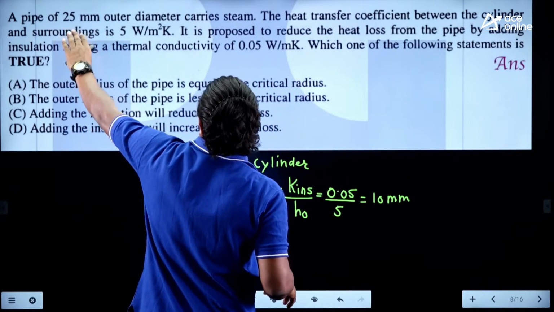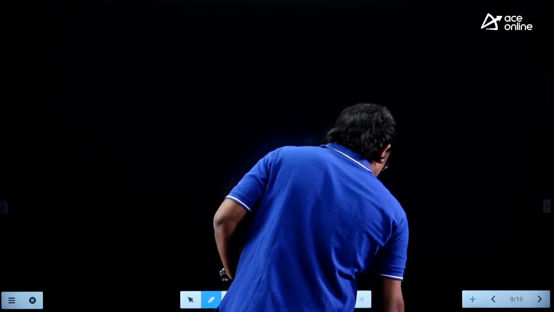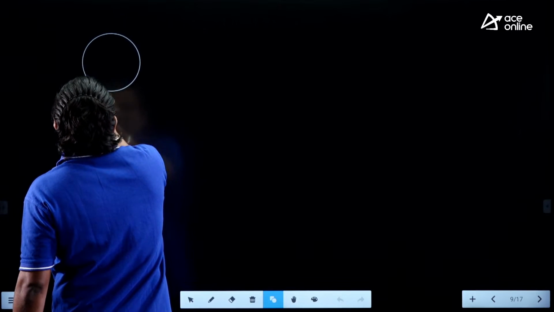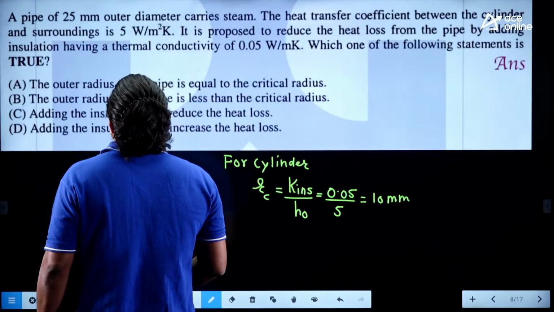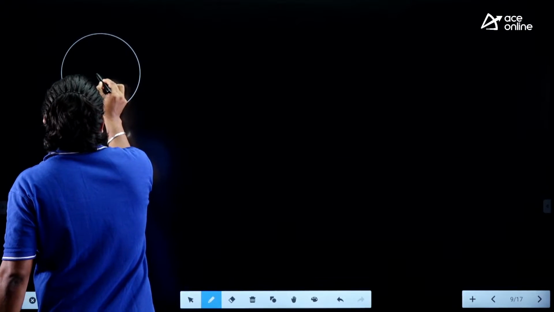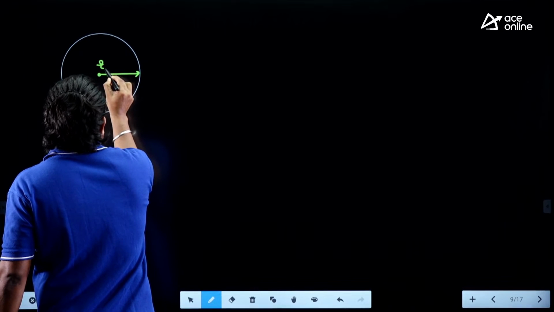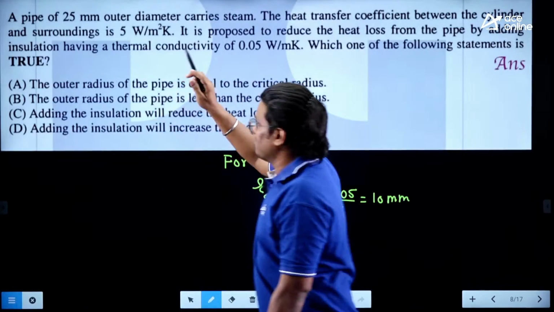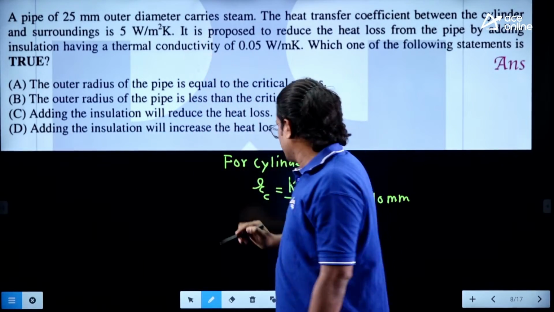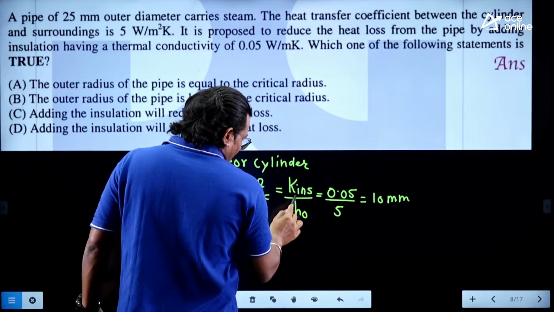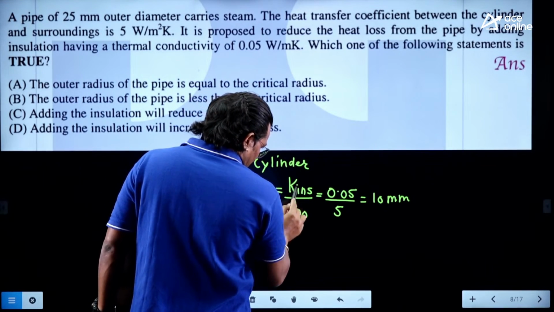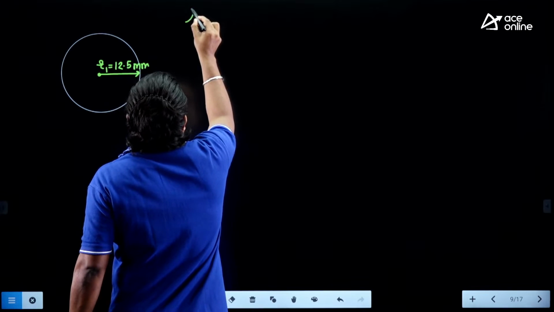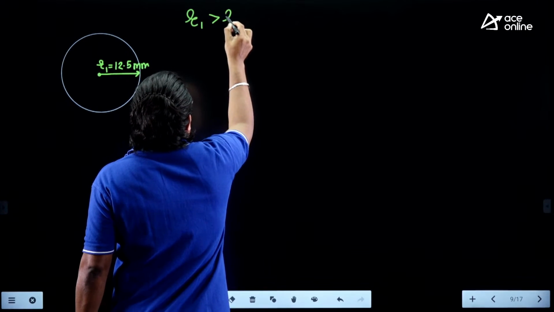Then now you check the pipe of 25 mm diameter he manufactured. So he already manufactured. If you see, the diameter is 25 mm, so this radius is 12.5 mm. He already manufactured 12.5 mm. But for the cylinder, with that insulating material and H, you are getting 10 mm. Now what I am trying to say, the radius is greater than RC.